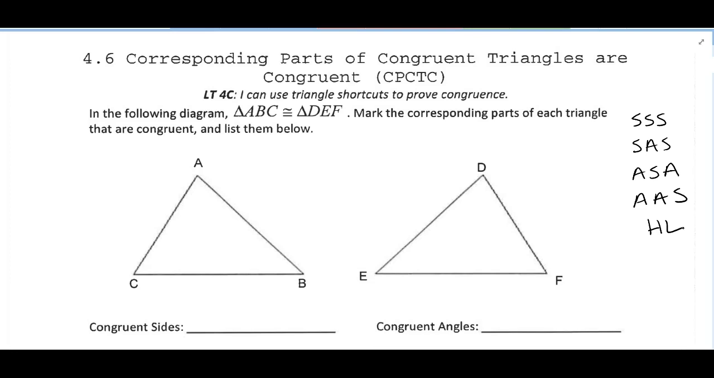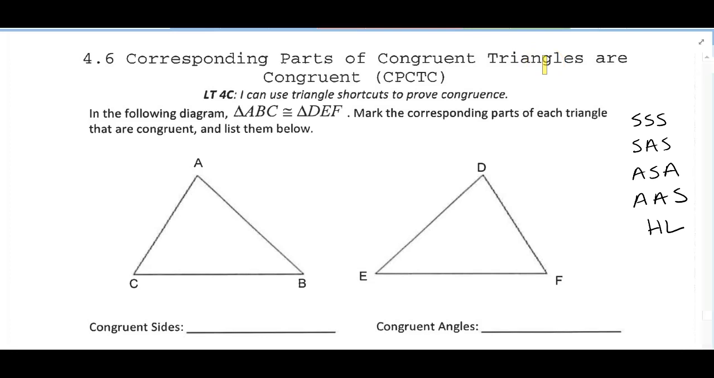So now, once we prove that triangles are congruent, each of these methods uses 3 pieces of information. Now that the triangles are congruent, we know that the other 3 pieces of information are congruent. So what we're saying here is that the corresponding parts of these triangles we just proved congruent are also congruent.